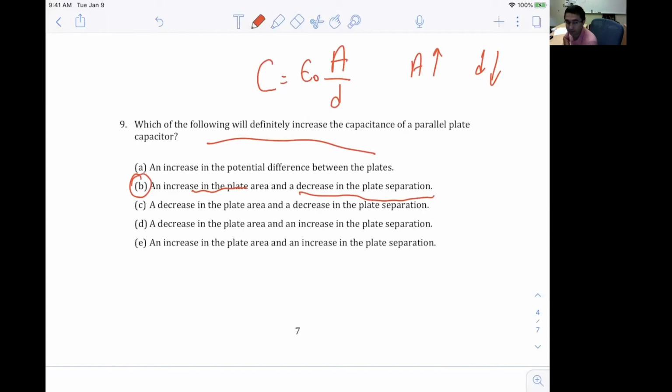I mean, you can ask, what about E, increasing the plate area or increasing the plate separation? You don't know how much you change. So it says it must definitely increase. Because of that, B is going to definitely increase the capacitance.